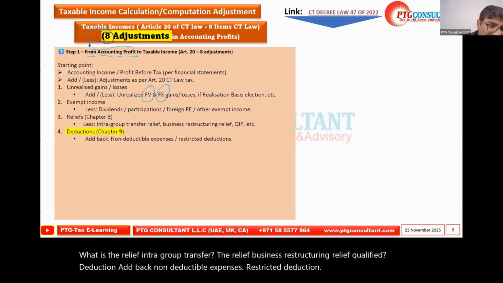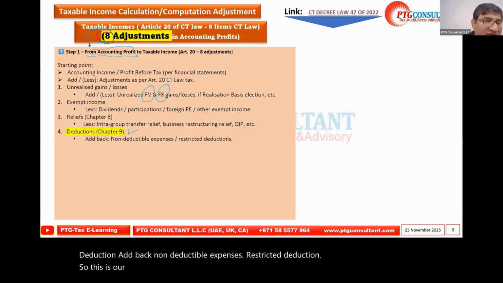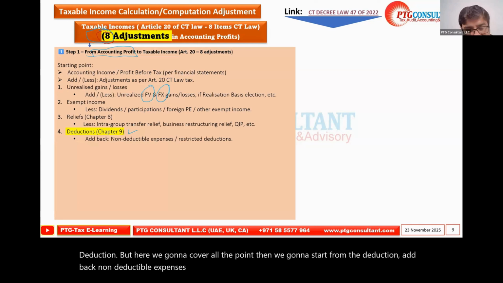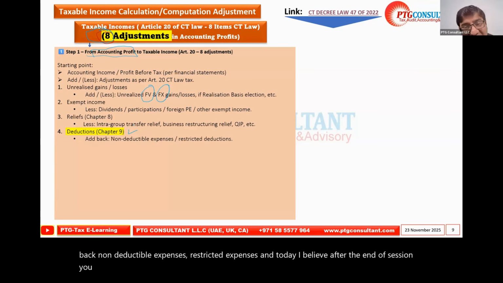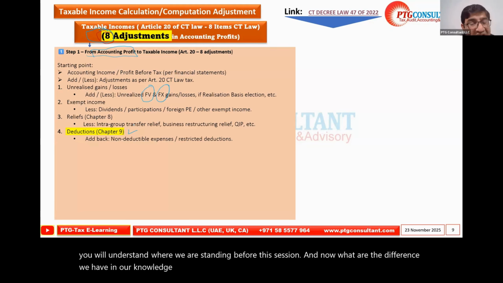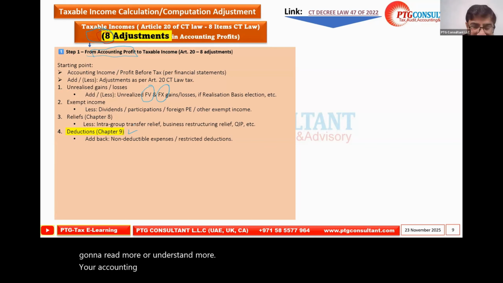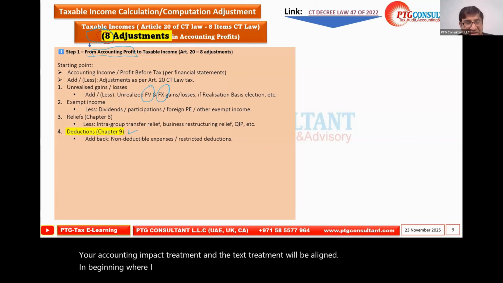So this is our point for the detailed understanding. Here we are going to cover all the points, and then we are going to start from the deduction: add back of non-deductible expenses, restricted expenses. Today, I believe after the end of the session, you will understand where we were standing before this session and what difference we have now in our knowledge. After that, if we read or understand more, your accounting treatment and the tax treatment will be aligned. In the beginning, I mentioned the importance of the ERP or the configuration of the tax module.